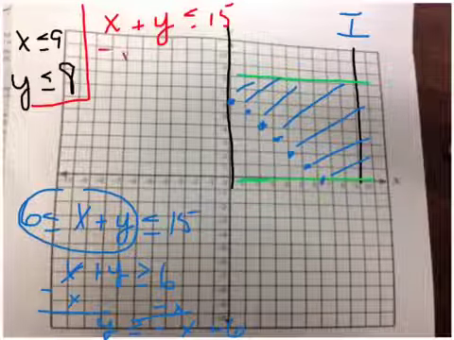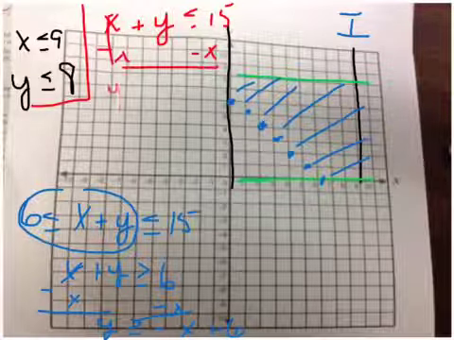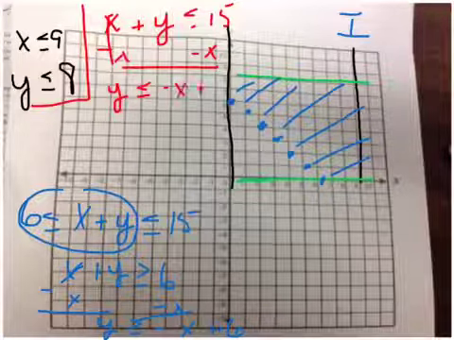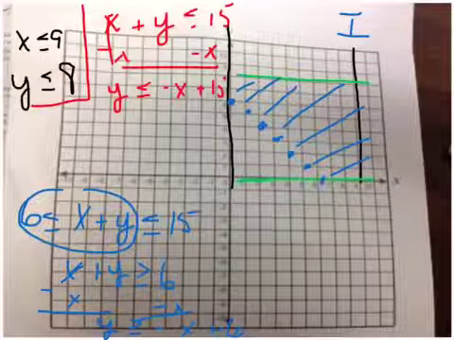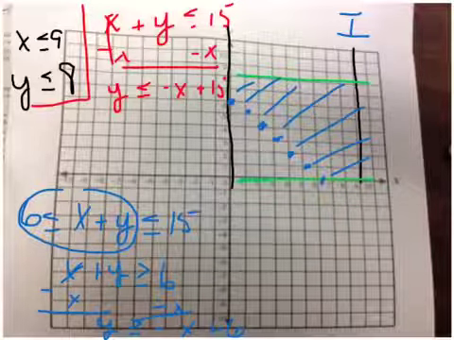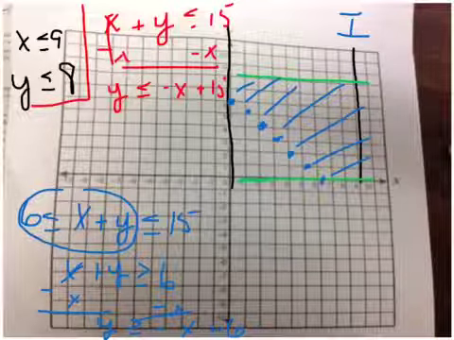Okay, if I subtract x from both sides, I get y is less than or equal to negative x plus 15, which means I have a y-intercept of 15, and my graph doesn't even go that high, and I have a slope of -1. So here's what I can do. Let's plug in some points to graph.